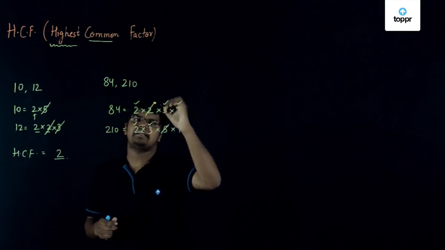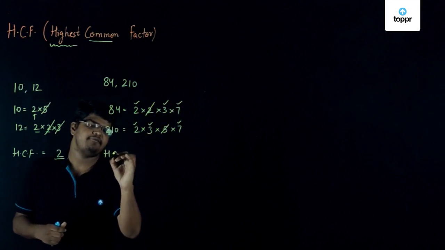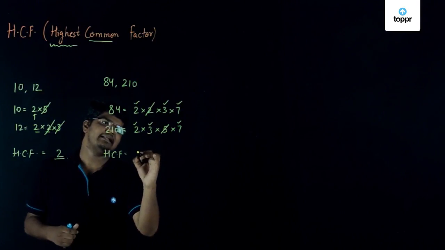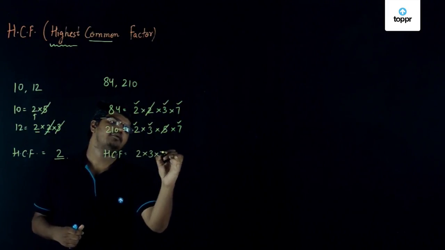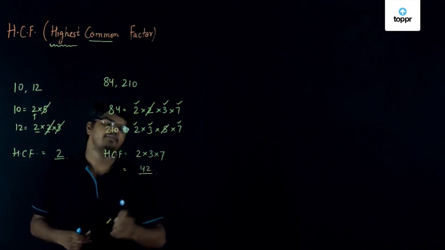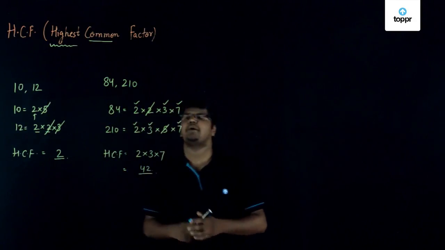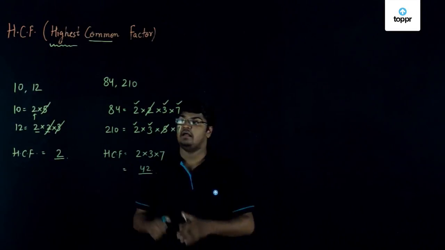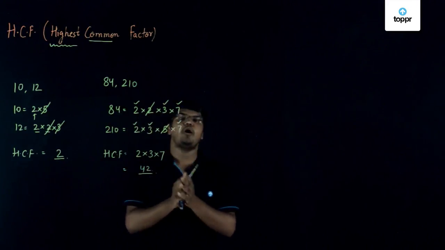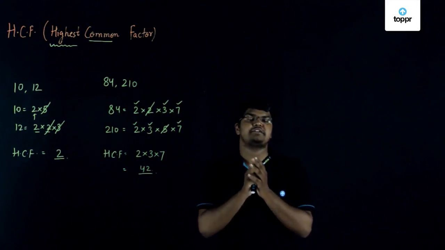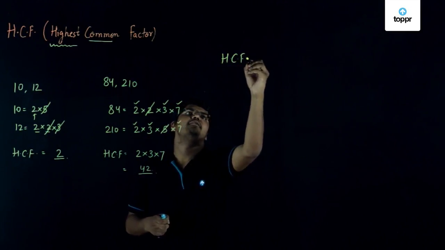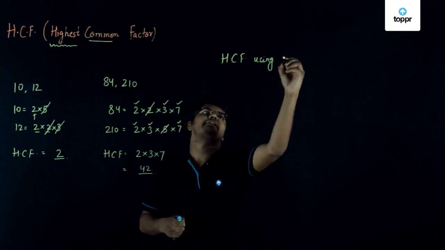So I can cut out this extra 2 and I can say that the HCF of 84 and 210 is equal to 2 into 3 into 7, that is 2 into 3, 6, into 7, which gives me 42. So the HCF of 84 and 210 is 42. This method which we are using right here to find the HCF of two numbers is called the method of common factor, or it is also known as the factor method.